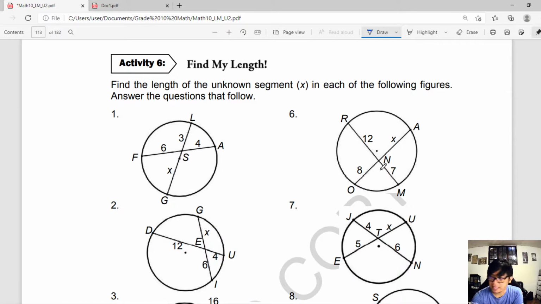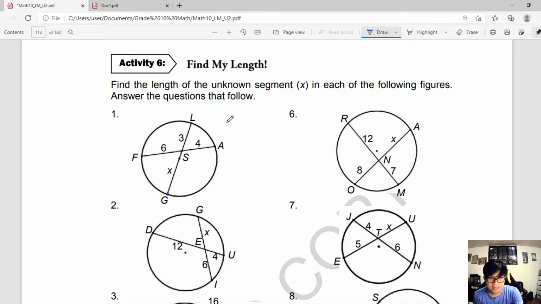Okay, we're going to find the length. Find the length of the unknown segment X in each of the following figures. Answer the questions that follow. Okay, for number 1. As you can see, this is what I said at first, that if two chords intersect, then the product of their segments are equal. So, if we're going to answer this one, what we are looking for is this X. What could be the measure of this X? This segment SG. So, the theorem says that the product of their segments are equal.